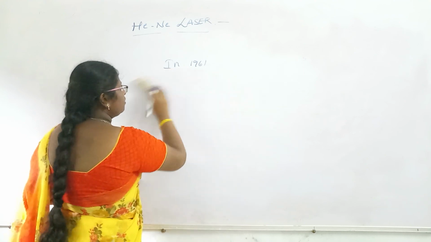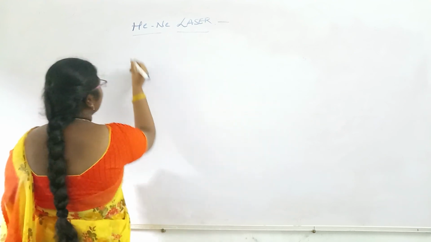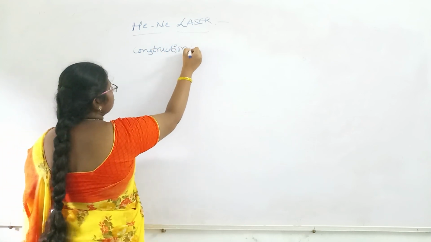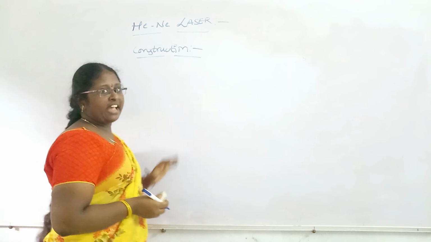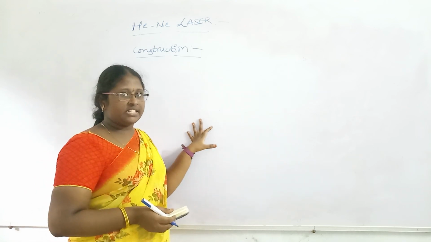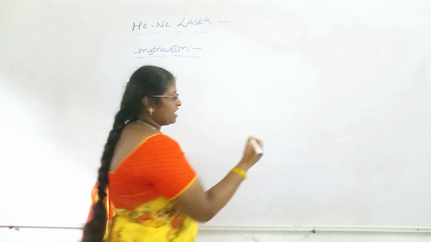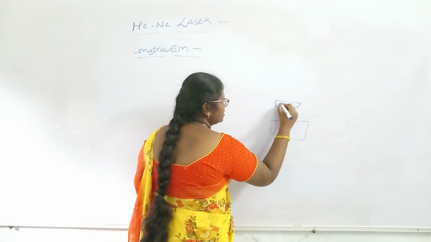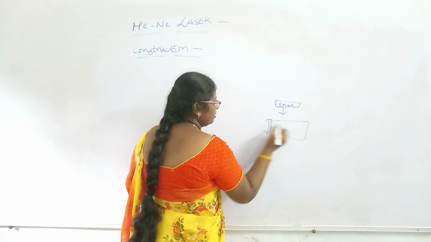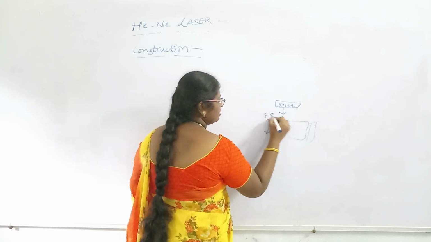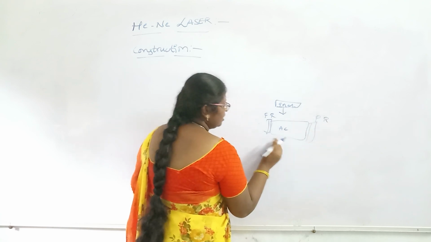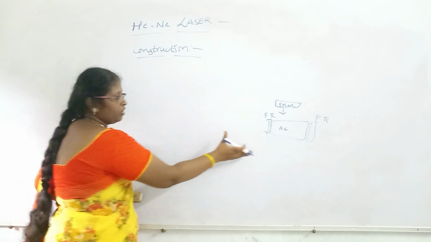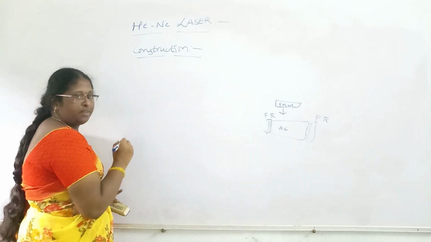Next, the construction of the helium neon laser. How do we construct the gas laser or helium neon laser? Already we discussed how a laser is constructed. This is the active medium, energy source, fully reflecting plate, and partially reflecting plate. This is the structure of the laser. Based on this structure, we can construct the helium neon laser.